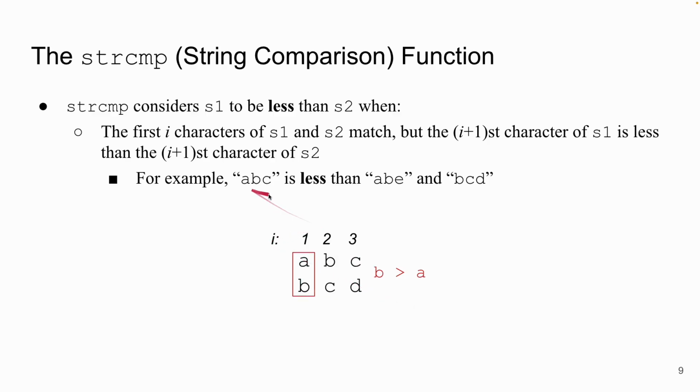Let's check out another example. In this example, I want to compare ABC with BCD, and you can see that at the first character they are not the same. They don't match because A is not equal to B. So I just compare A and B, and I know that B is larger than A because B has a greater ASCII code than A. So in this case, BCD is larger than ABC. This is how we can determine the relationship between strings. So this is the first condition.